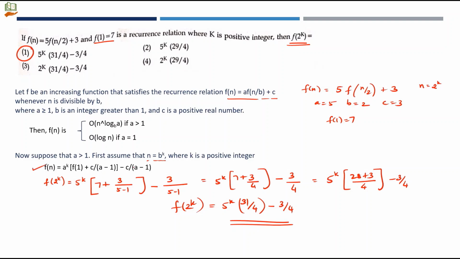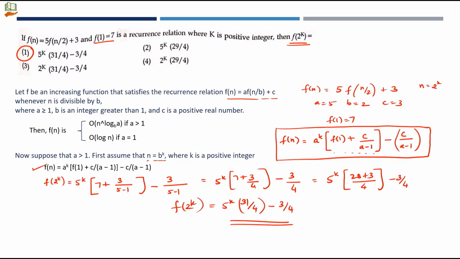This is not a so difficult formula. I will write it in a normal way instead of this printing way. This is a power k. You have open bracket here, f of 1 plus c divided by a minus 1. Then have a subtraction here. This term is again repeated here. With this, we are completing Unit 7 solutions.